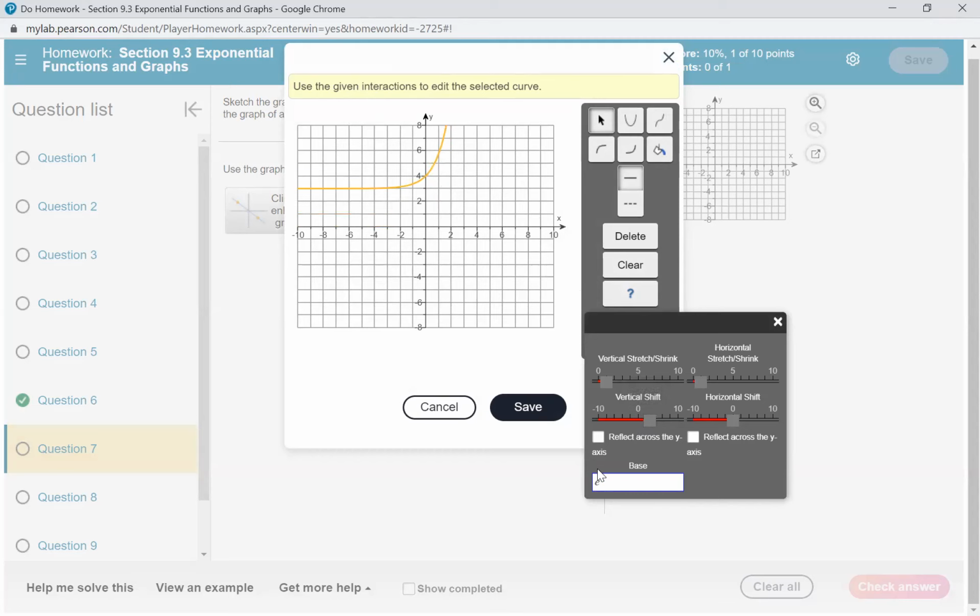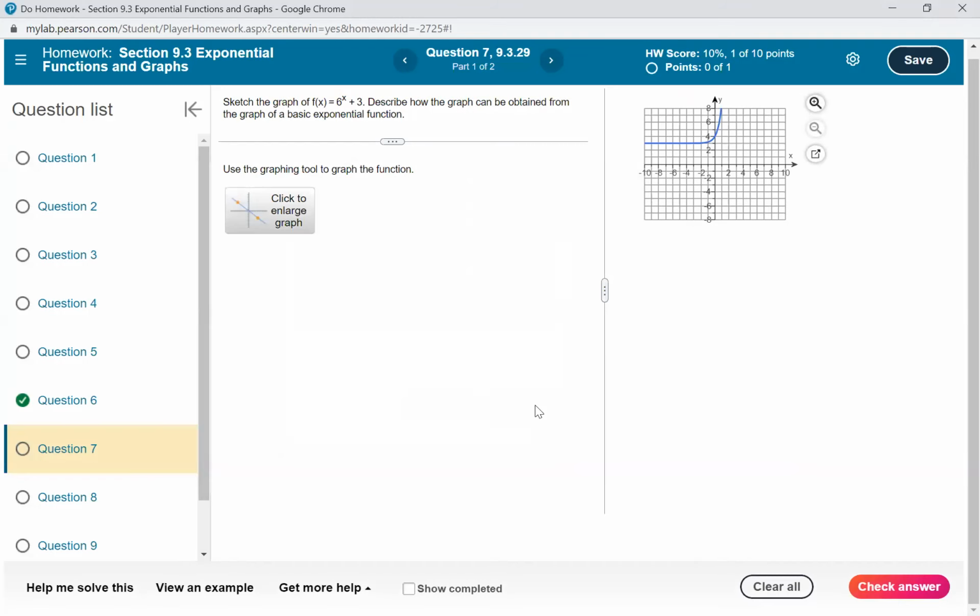Now remember, I got to come down here to my base and change it from an E to a 6. So I had a base of 6. That +3 moved me up 3. So we got that in there. We're going to save it. So see how it actually moves the graph up on the picture? All right, then we check that.